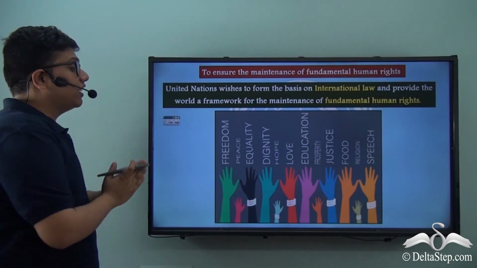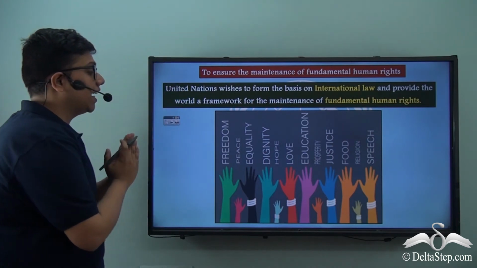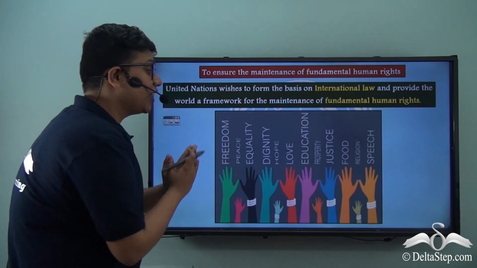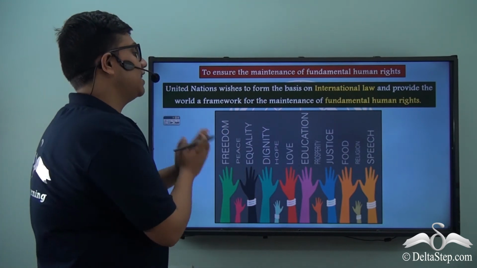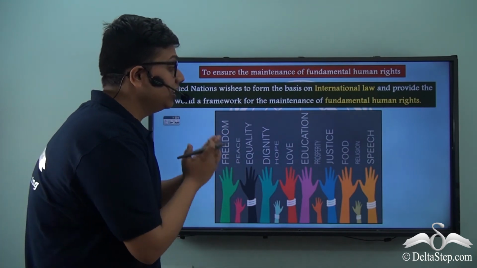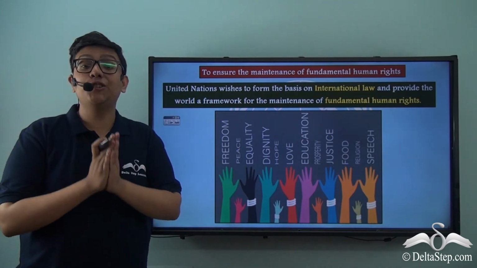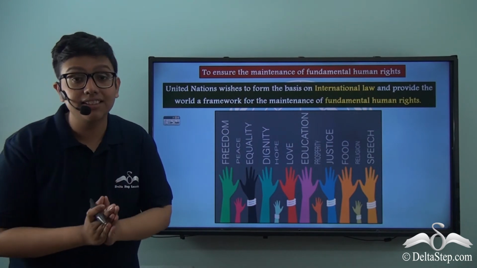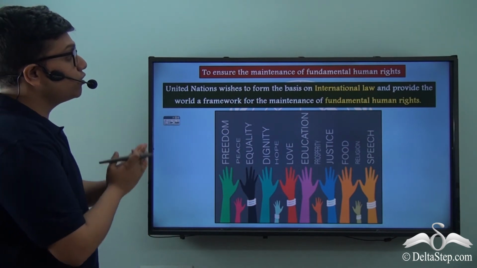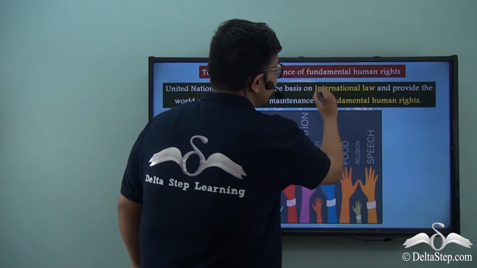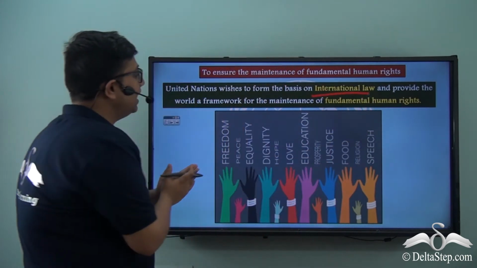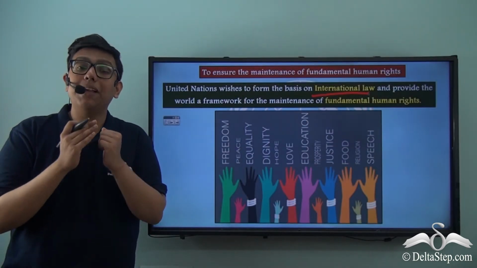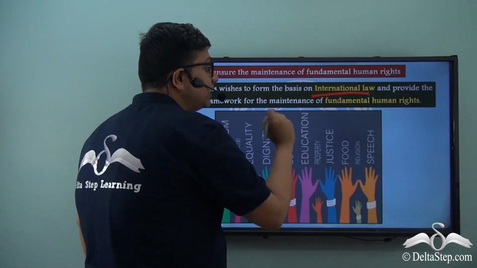Some of these fundamental human rights include the right to freedom, the right to equality, the right to live and that too with dignity, the right to education, the right to fair justice, the right to food, and the right to speech. And to make sure that the world respects these fundamental human rights, the United Nations wishes to form the basis of international law and to provide the world a framework, a document which acts as the basis for the maintenance of fundamental human rights.